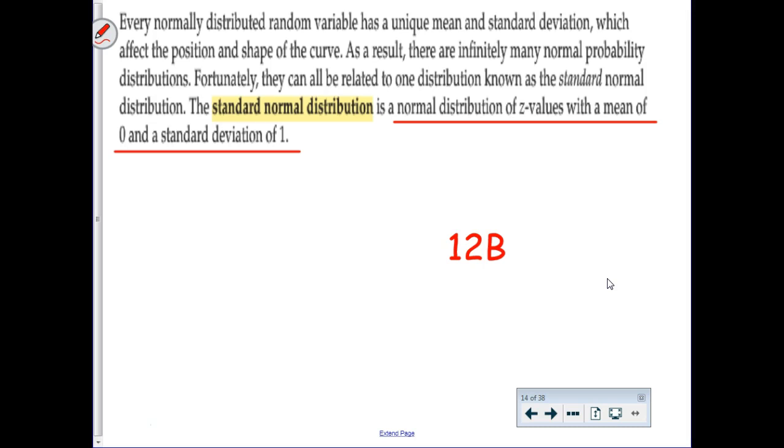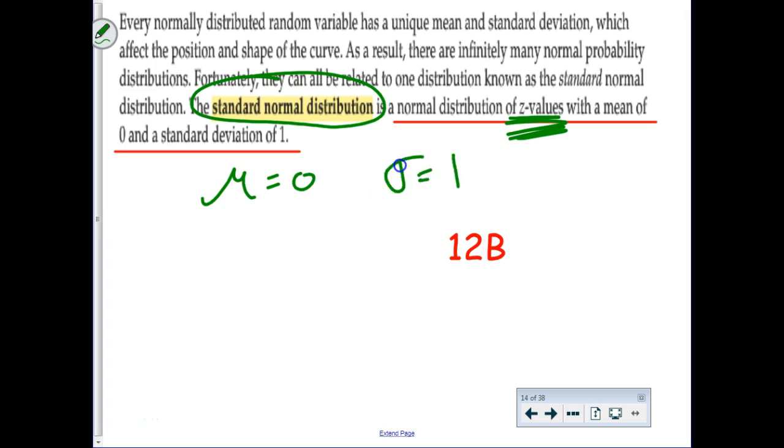Let's see here. Highlight this part in your notes, please, guys. If you are looking at the standard normal distribution, you're going to use z-scores, and your mean is always 0, and your standard deviation is always 1. So whenever you're referring to standardized data, that's what you have to work with.